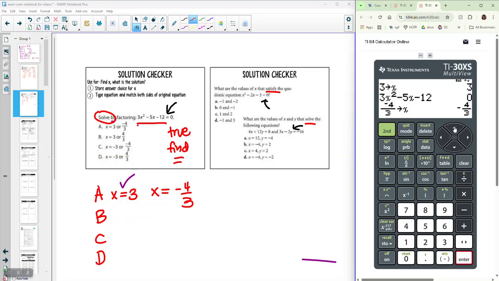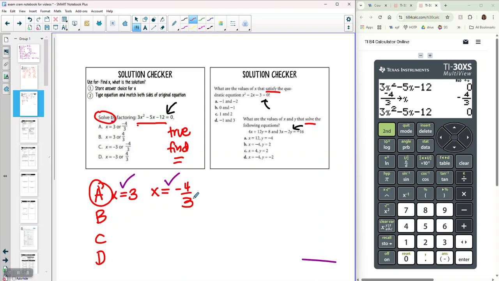Now, if you want to be a lazy mathematician, we've already typed in the expression one time. Scroll up, press enter, and enter again. It's now taking our new value that we plugged in and plugged it into the original. This one also is true. So I can say that A is my correct answer because both of these values made the equation true by equaling 0. You can go through B, C, and D just to double check if you'd like.